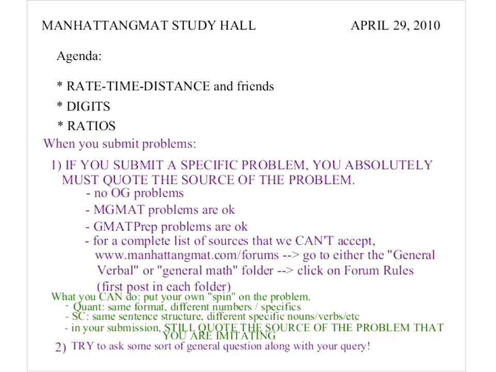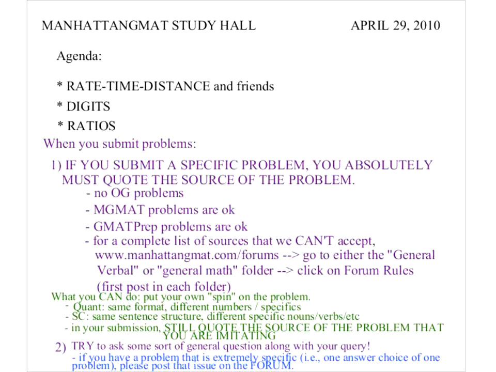In fact, that's the entire reason that the forum exists. And remember that anything that's not okay on the forum is also not okay here. So if you have a problem that is extremely specific, like one answer choice of one problem, please post that issue on the forum. It's basically like, would it be okay to present this issue to a class in front of 40 students? If it's one query about one problem, one answer choice, probably not, unless it illustrates a very, very general principle, in which case I may still pull those and use them.